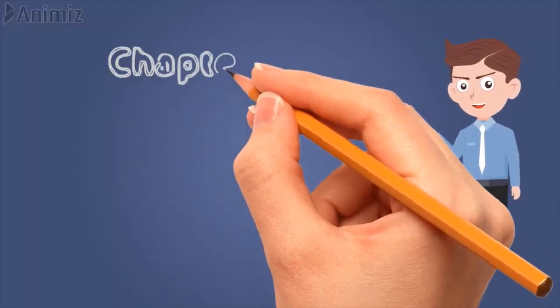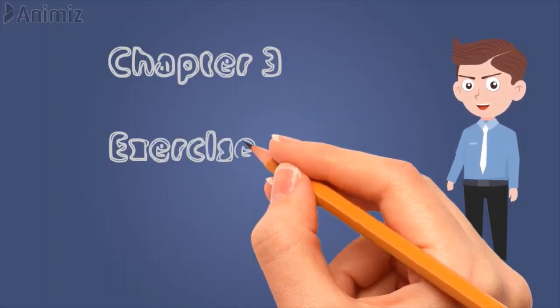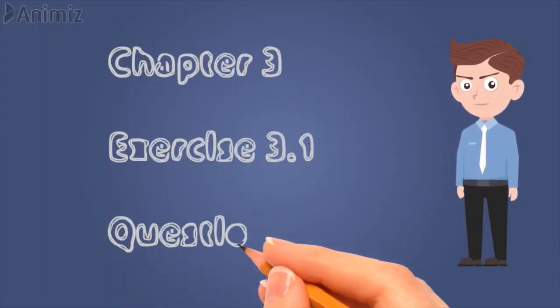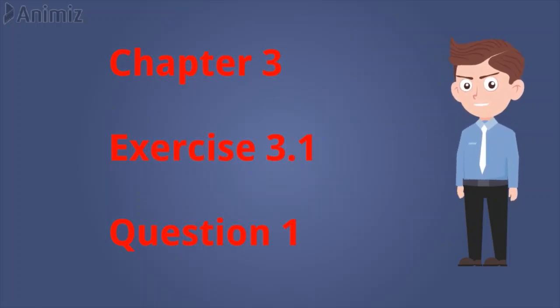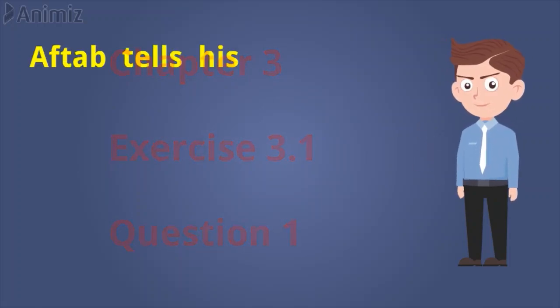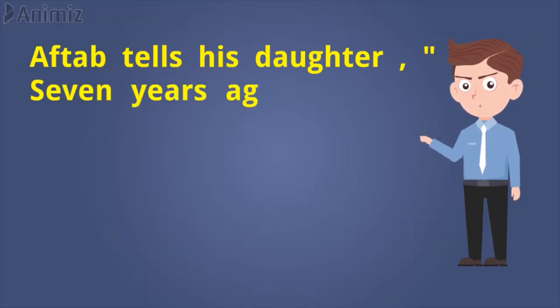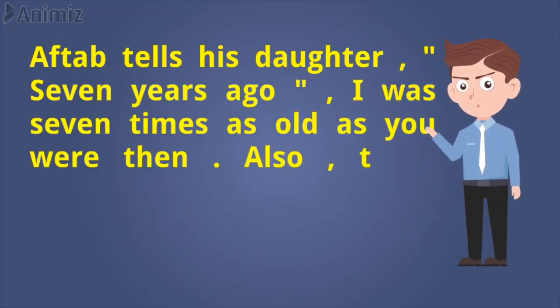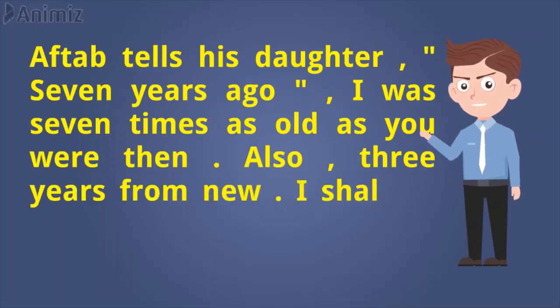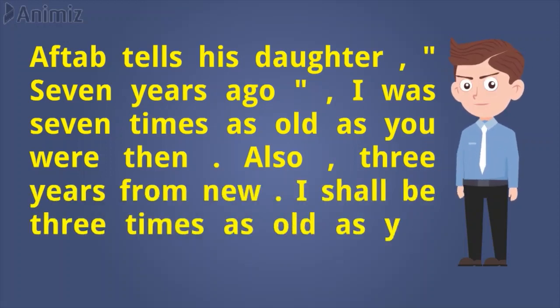So let us begin with the questions on the chapter pair of linear equations in two variables. Exercise 3.1, first question. Aftab tells his daughter, 7 years ago, I was 7 times as old as you were. Then also 3 years from now, I shall be 3 times as old as you will be.